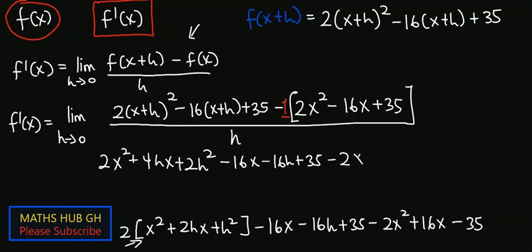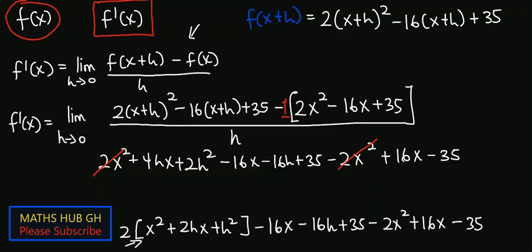Minus 2x squared plus 16x minus 35. Okay, this is what you are going to have. So let's further simplify this. In simplifying this, we have 2x squared here, and then we have minus 2x squared here. So that's going to give us 0.